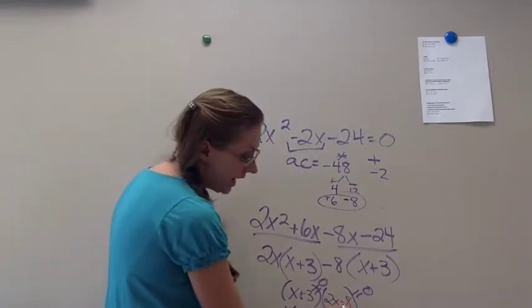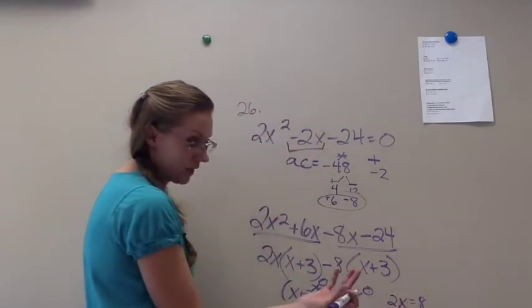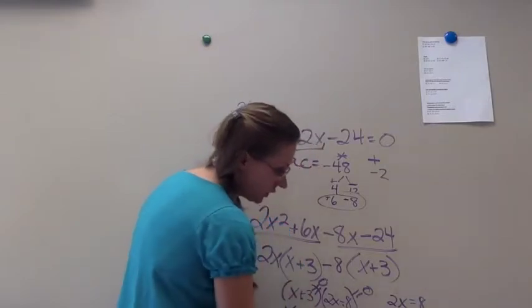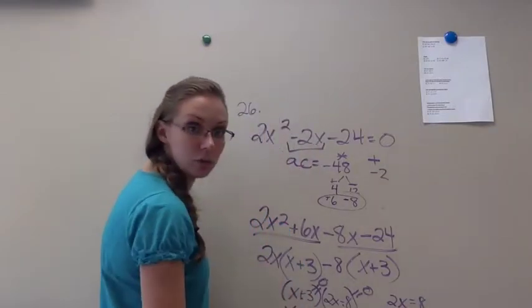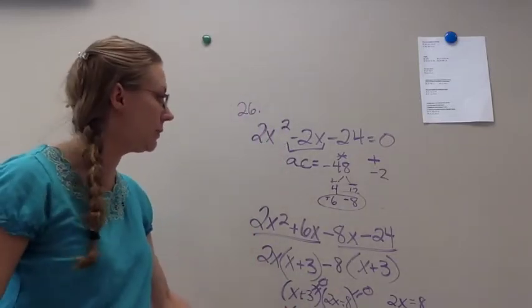Now we're going to add 8 to get rid of this, and we're going to have 2x equals a positive 8, because 0 plus 8 is 8. Divide by 2, divide by 2. We have as our other solution, x equals 8 divided by 2, which is 4. Okay, sorry if that's a little hard for you to see.